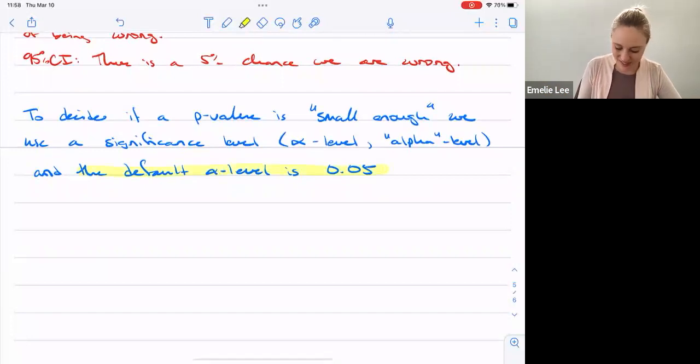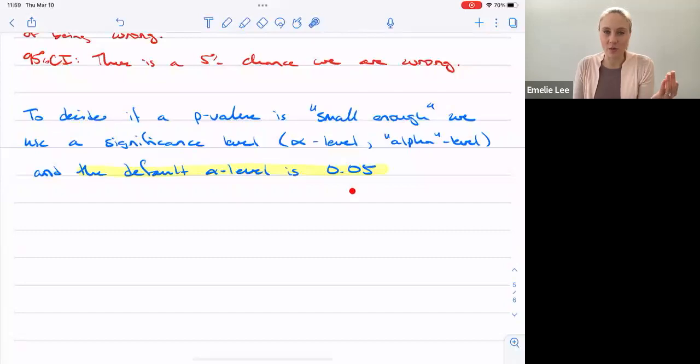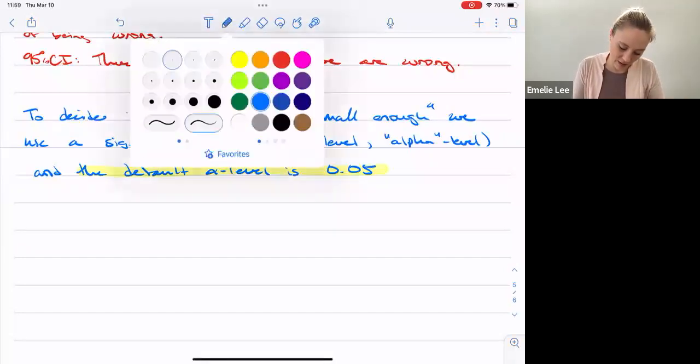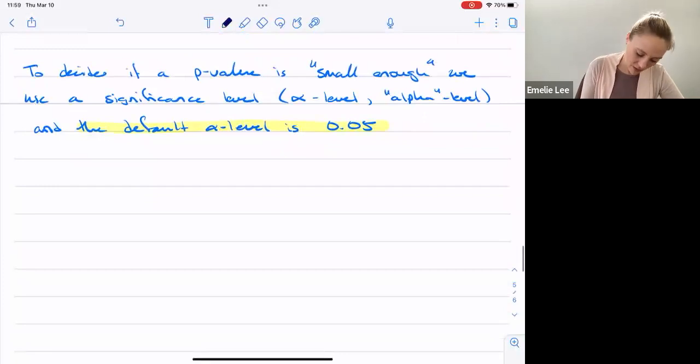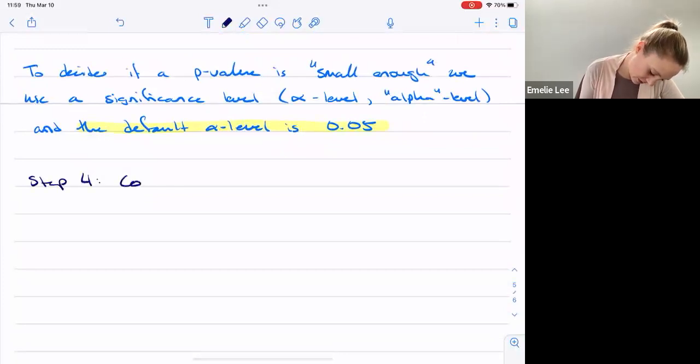Okay, I always get questions: there's no significance level, what am I supposed to do? Well, the default is 0.05. So if it doesn't say, then you're going to use 0.05. Some other options are 0.01 and 0.1, and we make adjustments depending on how okay we are with being wrong. But we'll talk more about that with decision errors. So step 4 is our conclusion.